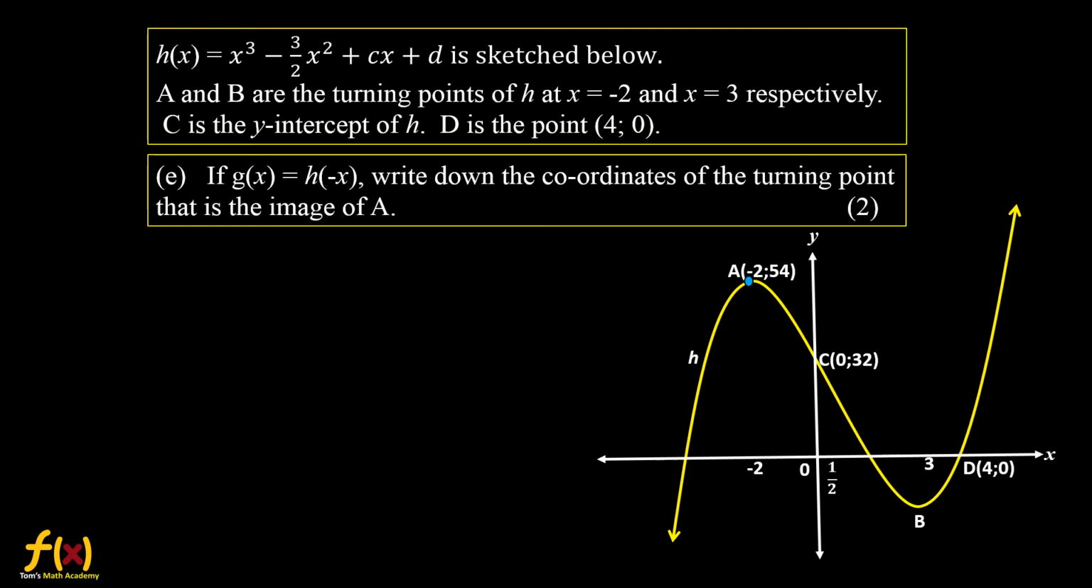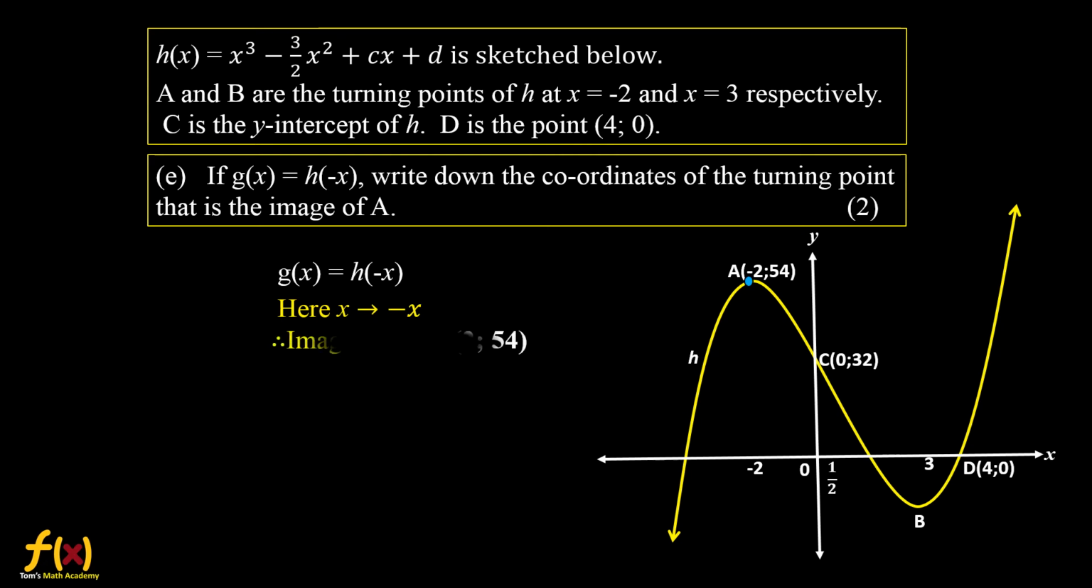Okay, x becomes negative x. So what will be the image of A? The x coordinate will become opposite or negative. So minus 2 will become positive 2. That is the only difference.